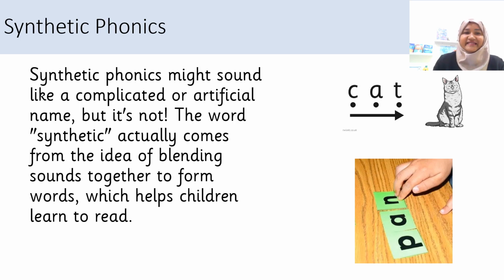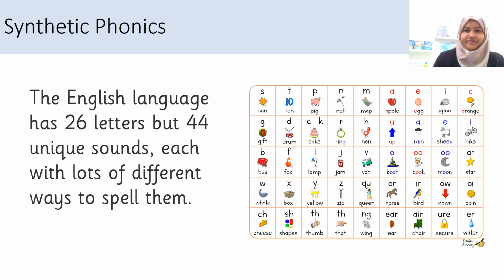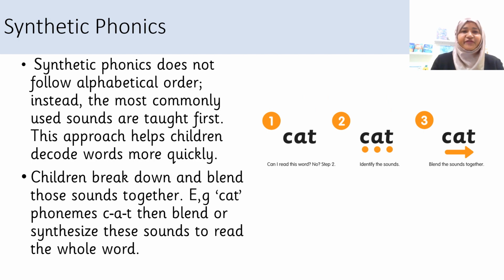So first one is synthetic phonics. Synthetic phonics might sound like a complicated or artificial name, but it's not. The word synthetic actually comes from the idea of blending sounds together to form words, which helps children learn to read. The English language has 26 letters, but 44 unique sounds, each with lots of different ways to spell. Synthetic phonics does not follow alphabetical order. Instead, the most commonly used sounds are taught first. This approach helps children decode words more quickly.